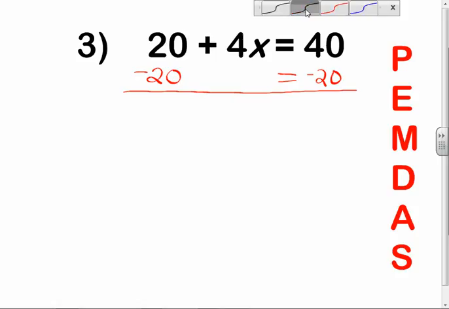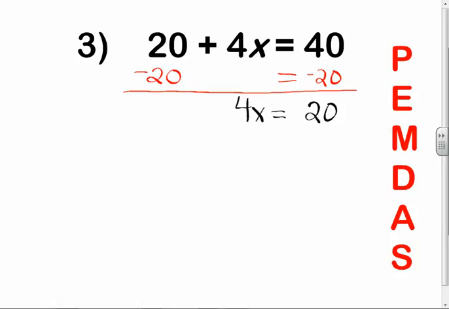Dominic, what do I get when I add these? What's this give me? 0. This gives me 4x equals, I just do what it says. What's 40 take away 20? 20. Now these are nice numbers. Do you think you get nice numbers in the real world? So that's another reason we need process. Now what do I do?